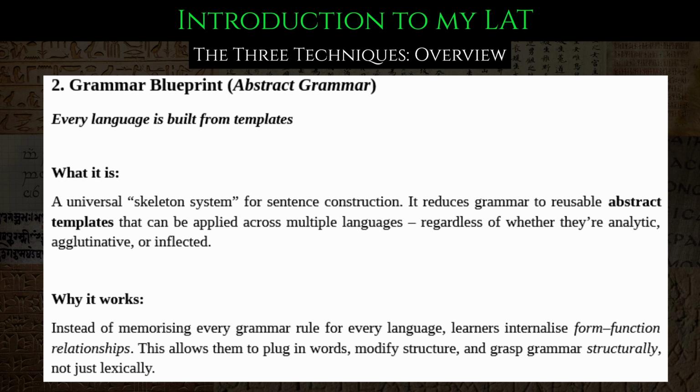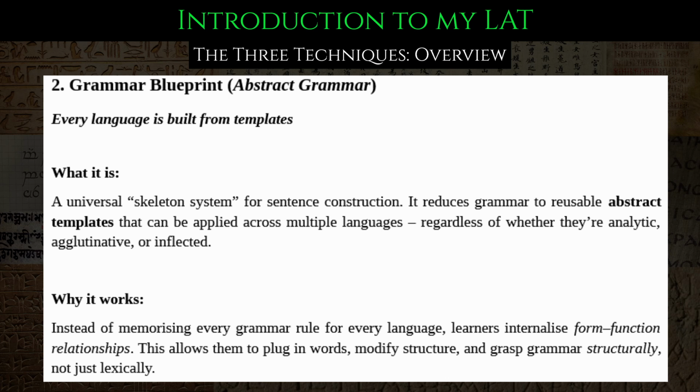Next we have the grammar blueprint or abstract grammar. I couldn't decide which one sounds better, so I have both. Every language is built from templates. So again, what is it? This is a universal skeleton system for sentence construction. It reduces grammar to reusable, abstract templates that can be applied across multiple languages, regardless of whether they are analytic, agglutinative, or inflected. So, why does it work then?